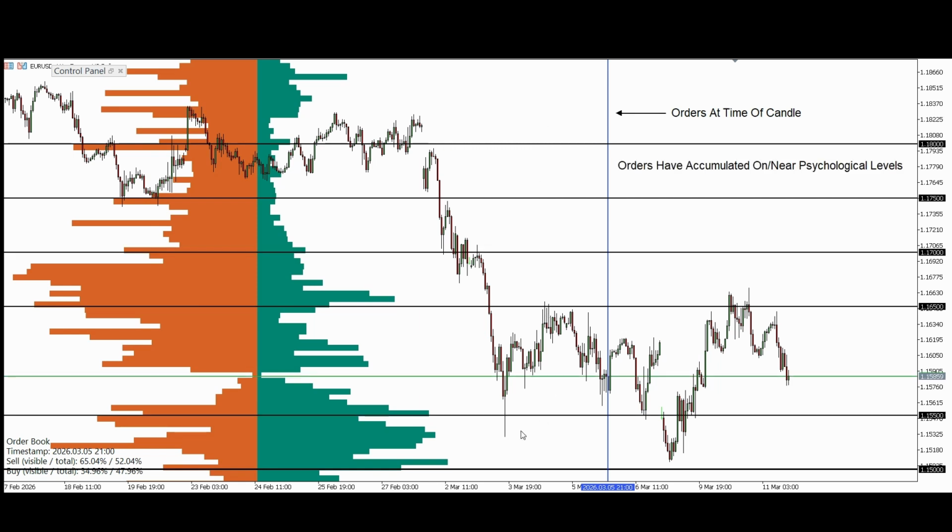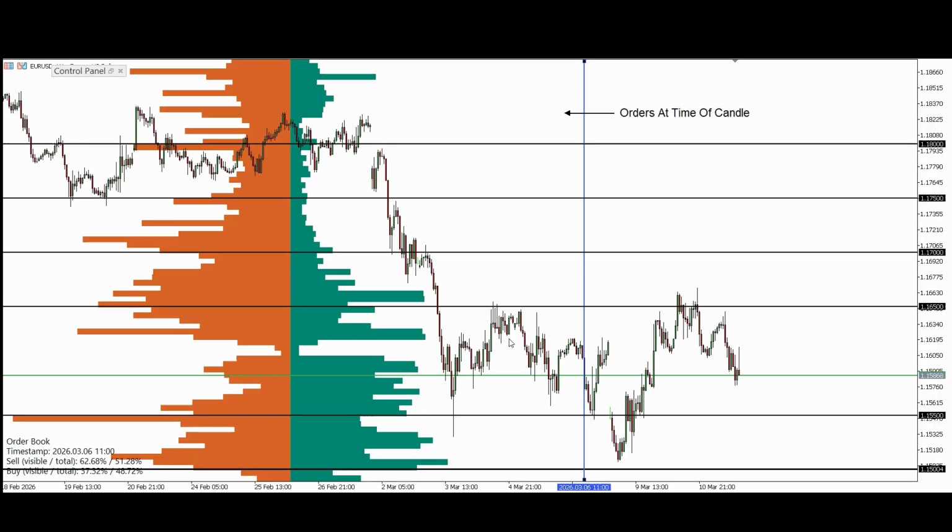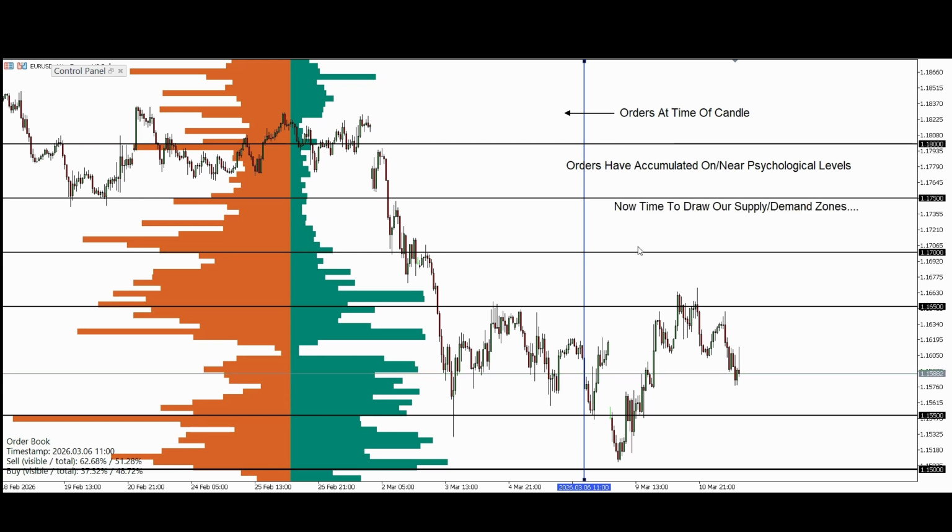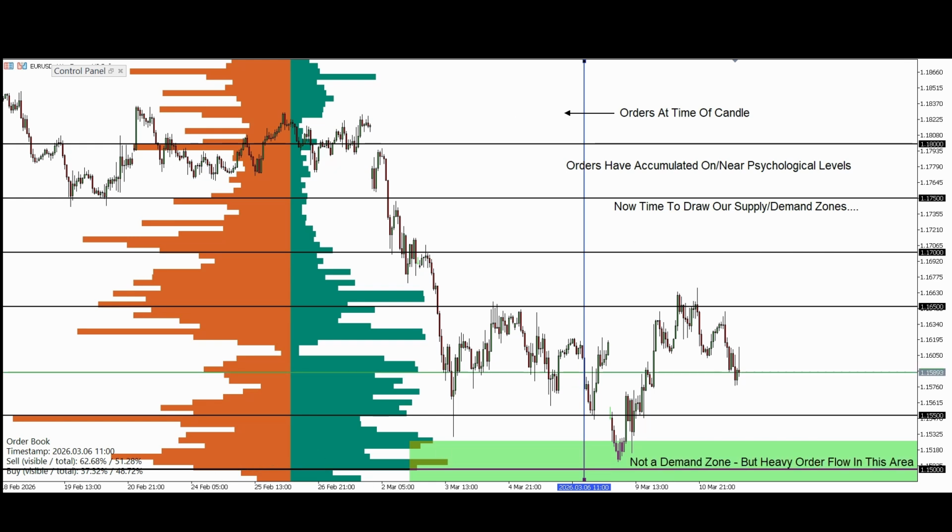Now, let's walk through this properly, because this is the process that brings everything together. The first thing to understand is this. Orders don't distribute evenly across price. They cluster, and they cluster around psychological levels. That's why when you look at the order book, you consistently see the largest spikes forming around clean numbers like 1.18, 1.17 and 1.16. These levels naturally attract attention, entries, stops and take profits, and over time, that creates concentrated pockets of liquidity. So instead of looking at the chart first, I always start by identifying those clusters. I mark out the key areas where the order book shows a clear build-up, especially when the bars are significantly larger than the surrounding levels. That gives me a map of where liquidity actually exists in the market.